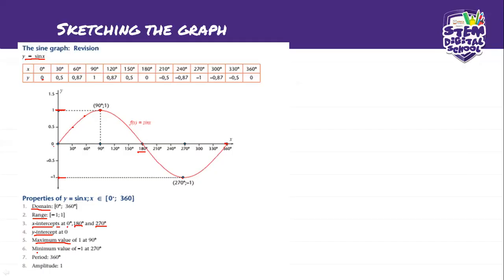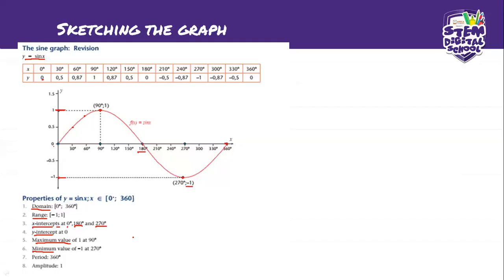Now, we move to the minimum value. Our minimum value is equal to -1. The minimum value is here, this -1. You can see there is a turning point there. So you only focus on the y value of this turning point. And in this case it is -1.